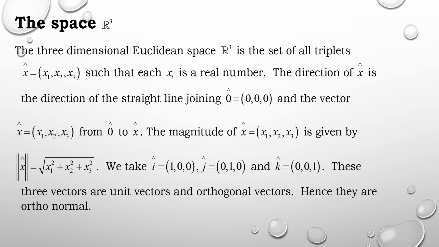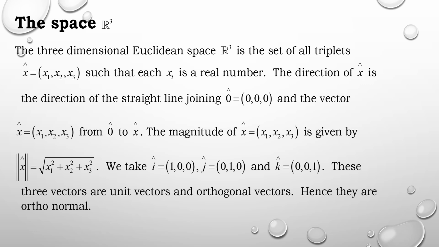j cap equals (0, 1, 0). This vector is also a unit vector and it is along the positive y direction. k cap equals (0, 0, 1). This vector is along the positive z-axis and its length is also 1.